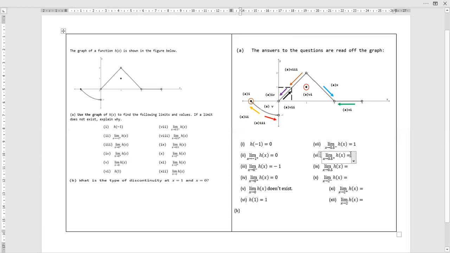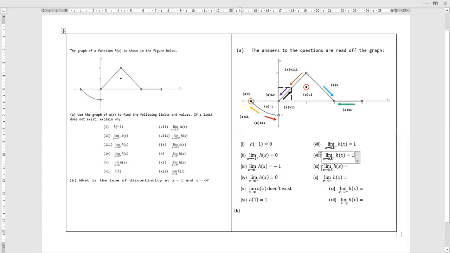Then what is the limit of h of x as x approaches 0.5 from the right side? We are still on this piece here. So we follow this dark red arrow. And it's still giving us the very same value, which is 1.